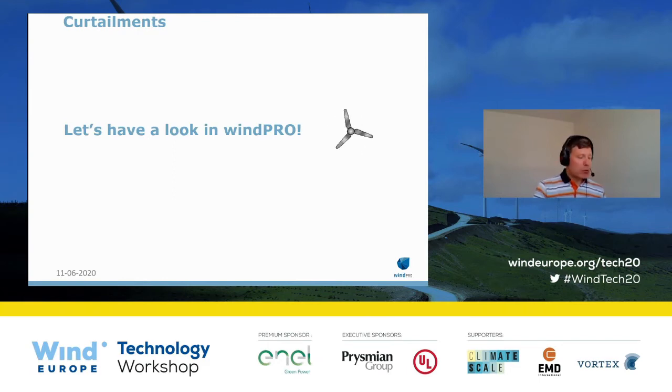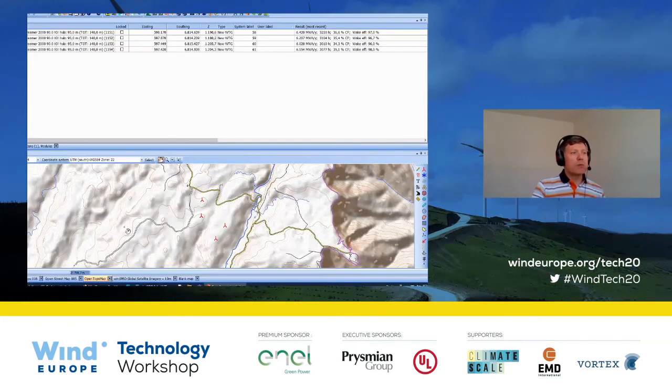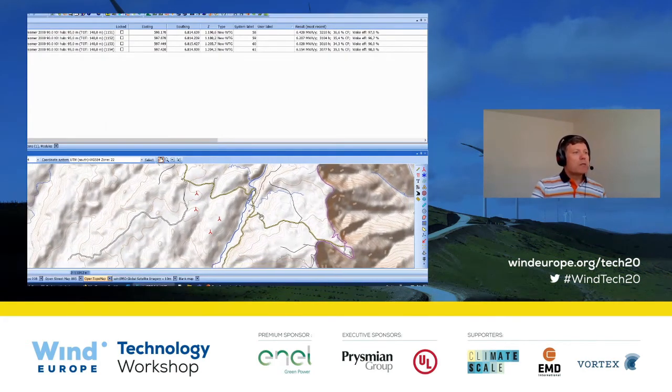I would like then to show you how all this is done in windPRO in a brief presentation. I have windPRO just behind, so you can see this scenario here. I have 4 machines there, good old Vestas V90 2.0. They are clean, no curtailments yet, but we can apply a few.